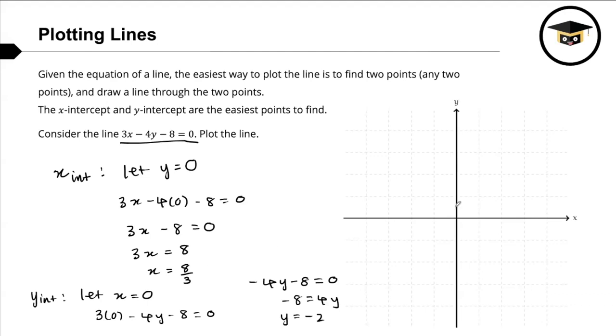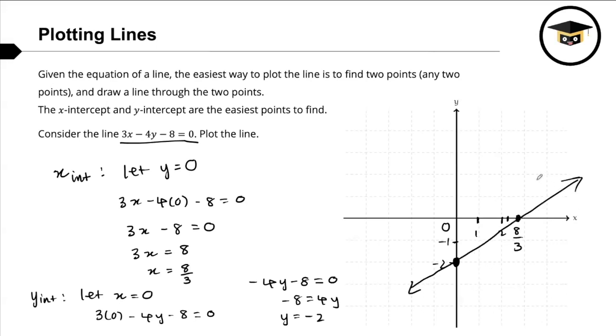So an x-intercept of 8 over 3. So that's going to be approximately here-ish. So that's 8 over 3. This point here. I'll call that 1. That would be about 2. That's 0. And our y-intercept is negative 2. So that's negative 1. That's negative 2. So you can see we have a point here and a point here. If we just join those together, we have the equation of our line.